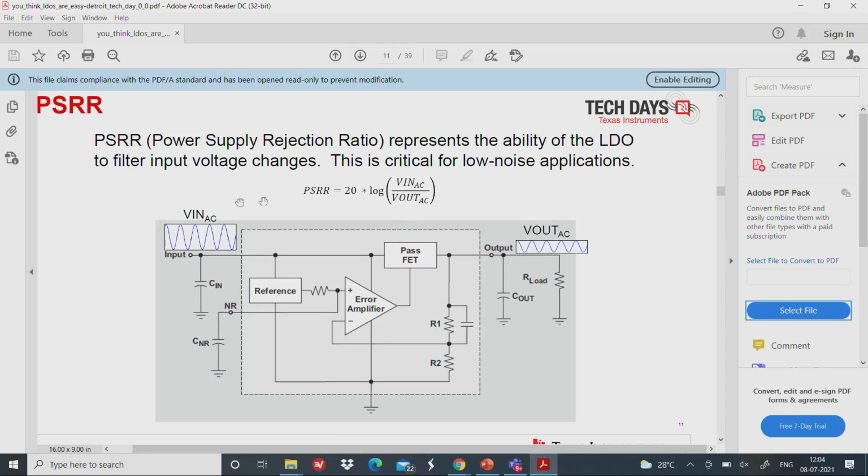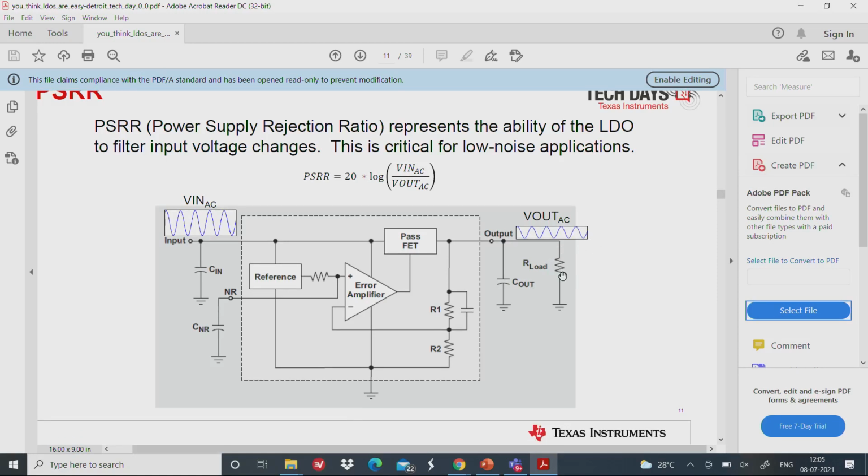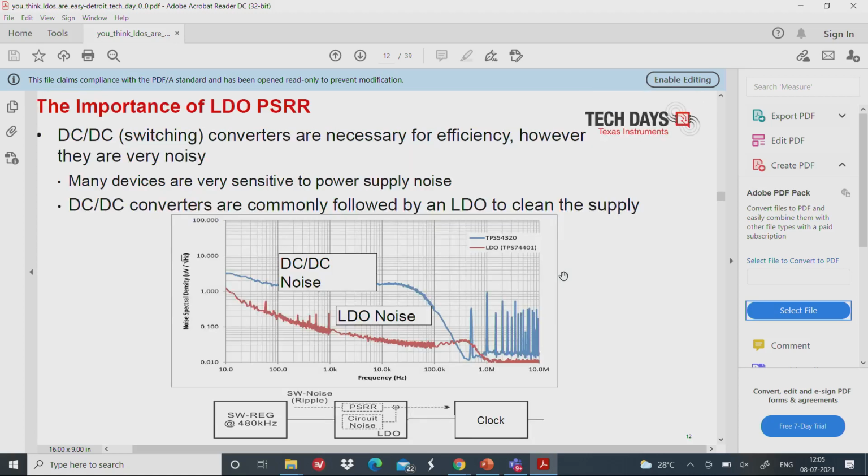PSRR represents the ability of the LDO to filter out input voltage changes. This is critical for low noise applications, very critical, because if you give this output to the VREF of an ADC which is doing some sensing application, then this will appear as a change in the reference voltage. Remember, we discussed that. So be careful about what you are feeding the output of the LDO to. You do not want to mess with that, because it can create a noise pulse at the reference of even an ADC. Okay, so this is one thing.